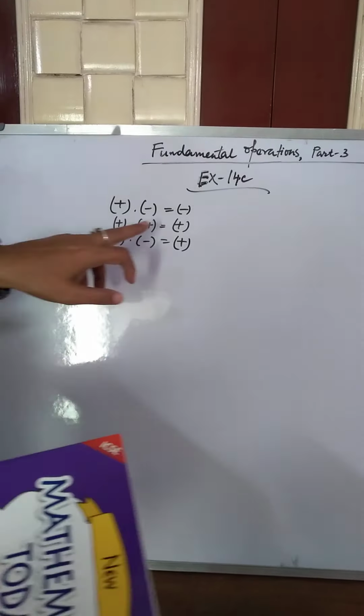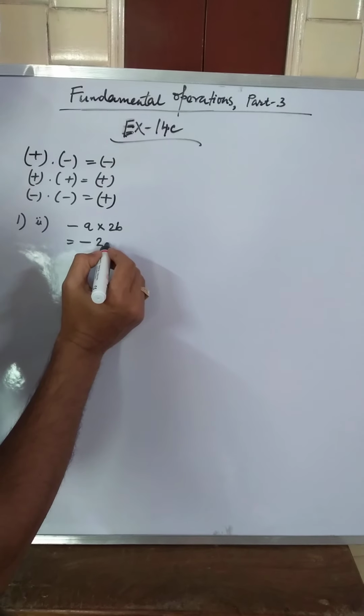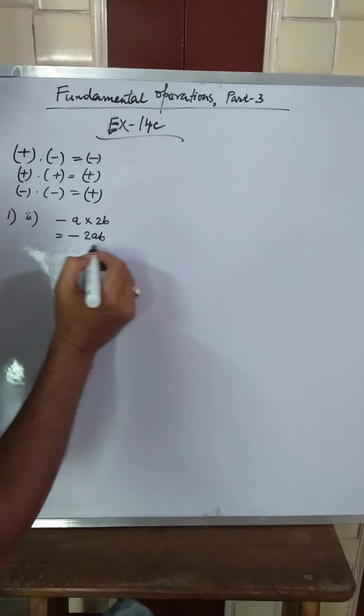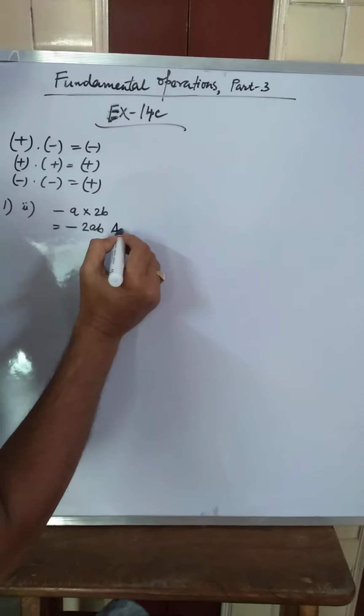So, let us discuss exercise 14C, question number 1, Roman 2. Multiply minus a by 2b. Now 2b, before 2b no sign is there, that means you have to consider it is a positive sign. So minus and plus, the sign should be negative. Now 2 into a into b, the result is minus 2ab.